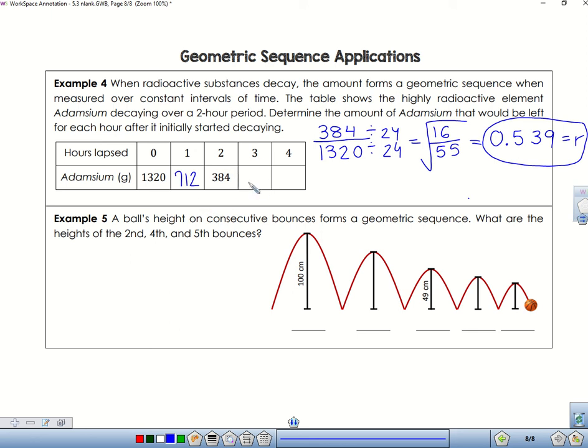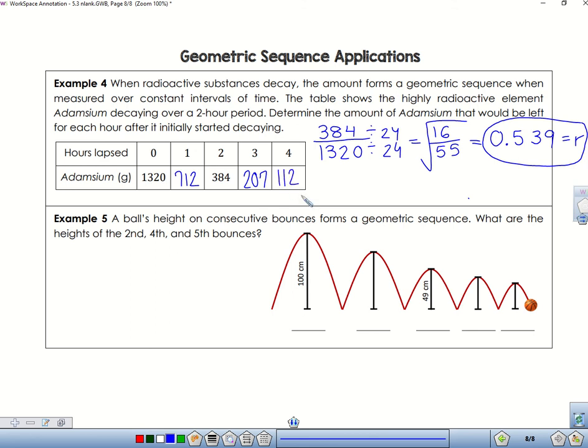Now, how would I get the third value? The third hour? Good. You would multiply 384 by the common ratio. And when you do that math, you should get approximately 207. And then to get the next value, I would then do what? Multiply it again. And you should get around 112.